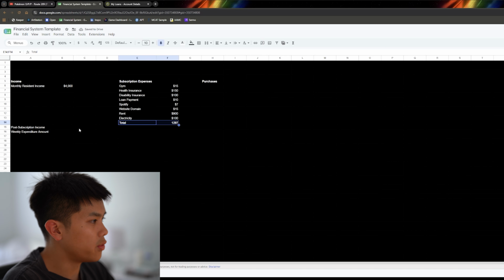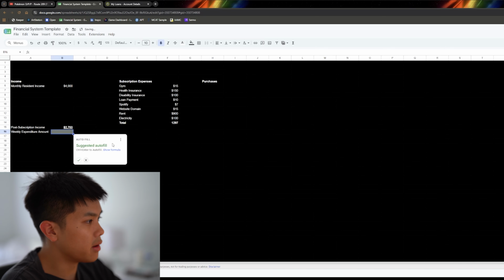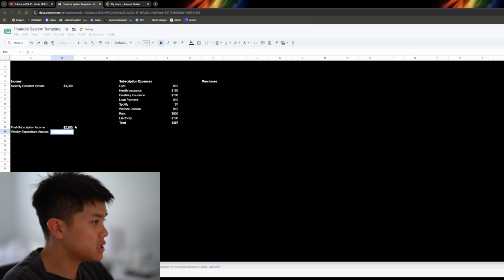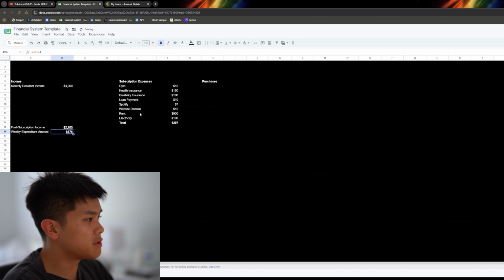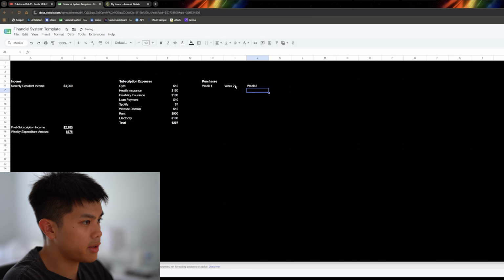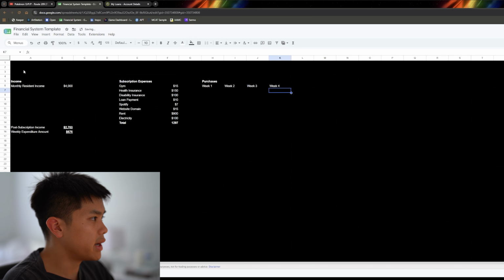We have a total here. You take this number, okay, and you subtract it by that number, and you divide this number by 4. And that gives you how much you're allowed to spend per week, roughly speaking, okay? And so the idea here is that with your purchases, you keep track of week 1, week 2, week 3, week 4. Okay, again, this is for the month of June. And then you just keep track of what you're buying.